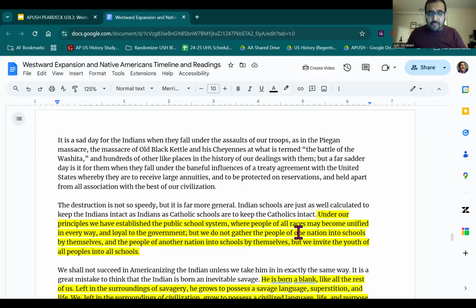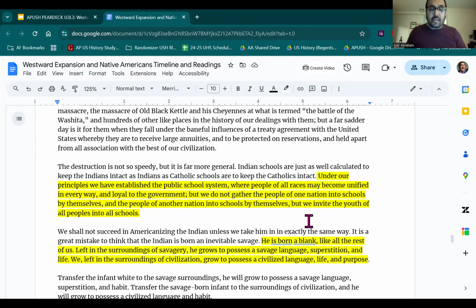But we do not gather the people of one nation into schools by themselves, people of another nation into schools by themselves. We invite the youth of all peoples into all schools." Again, we have to keep in mind that Pratt's saying this, but this is the start of the segregation system, so it's not really accurate. But Pratt was actually someone who tried to have full integration. But he's saying that's not how our system is meant to be, fully integrated and educate all our kids in the same things.